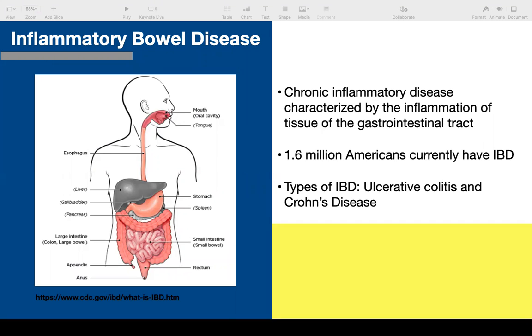But what exactly is inflammatory bowel disease? Inflammatory bowel disease, or IBD, is a chronic inflammatory disease characterized by the inflammation of tissue of the gastrointestinal tract. According to the CDC, 1.6 million Americans are currently living with IBD. Some of the most common symptoms are abdominal pain, bloating, and diarrhea. There are several different forms of IBD, the most common two being ulcerative colitis and Crohn's colitis.